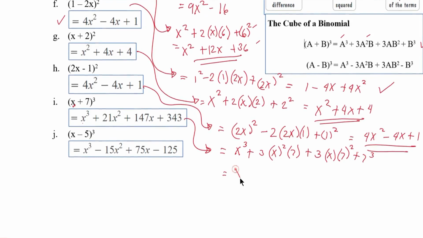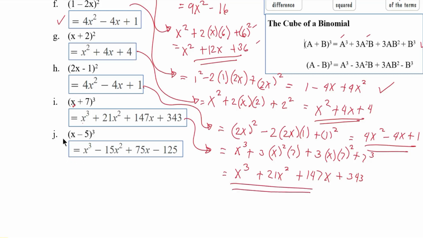Equals x cubed, 7 times 3 is 21, x squared, then this one, 49 times 3 is 147, or 147x, then your last term is 343.